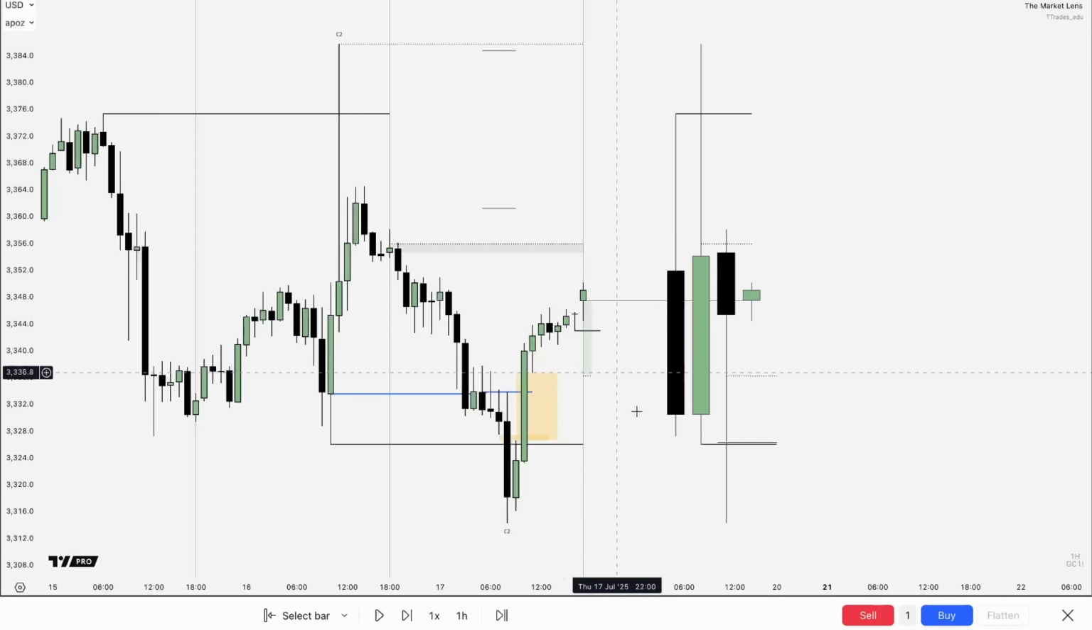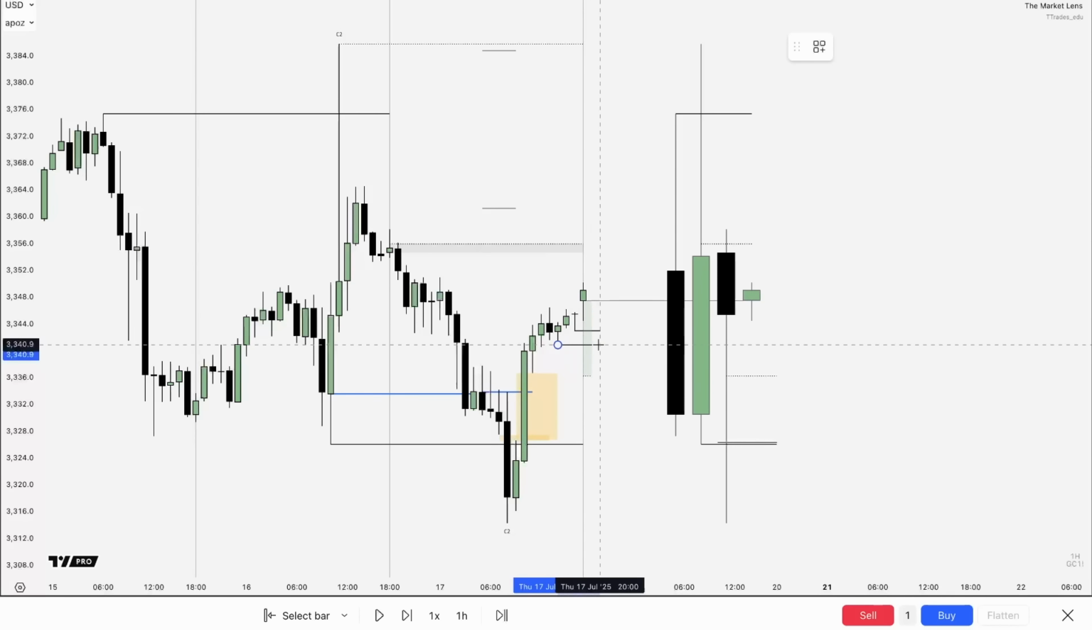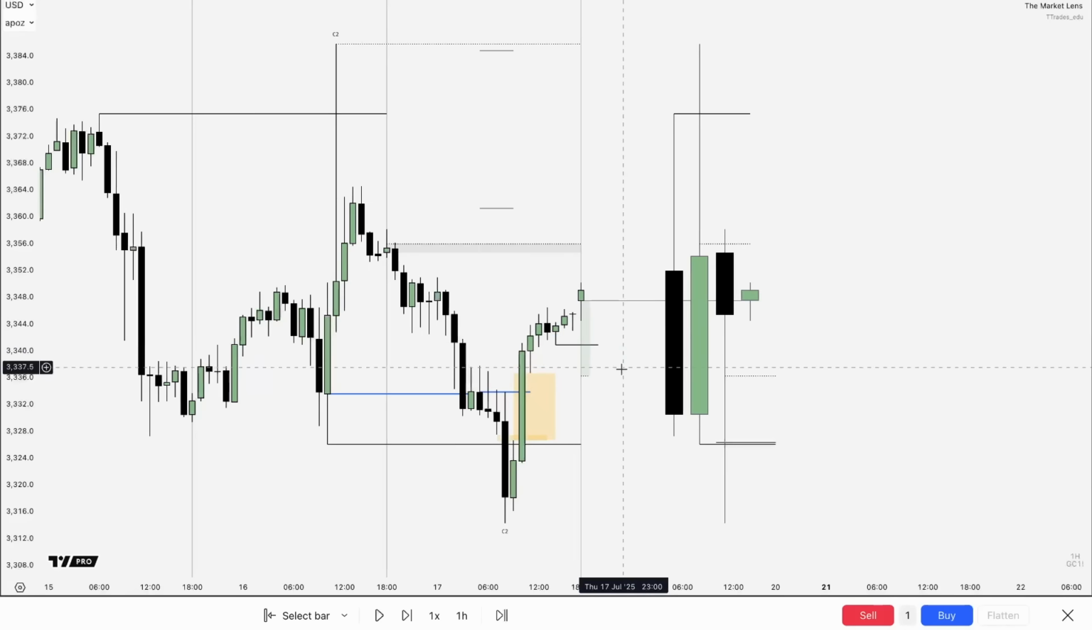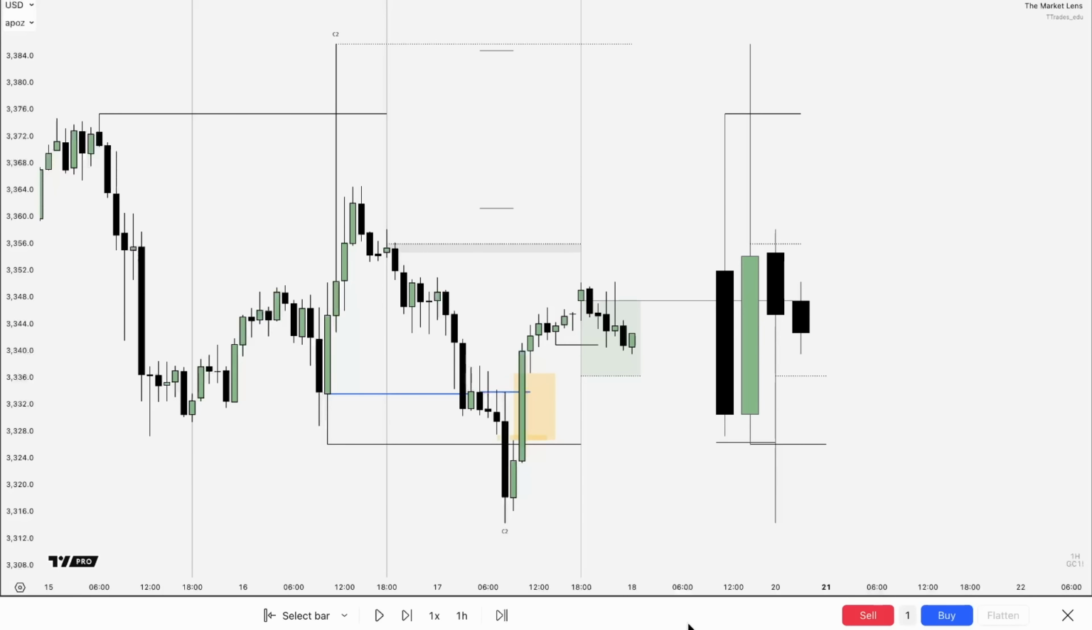Does it make sense for price to reach into this low, leave this one right here, and then go higher? No, it doesn't. So I'd be focused on this low. That would be the relevant low. So let's see if it gets taken out. Here you can see price gets taken out.